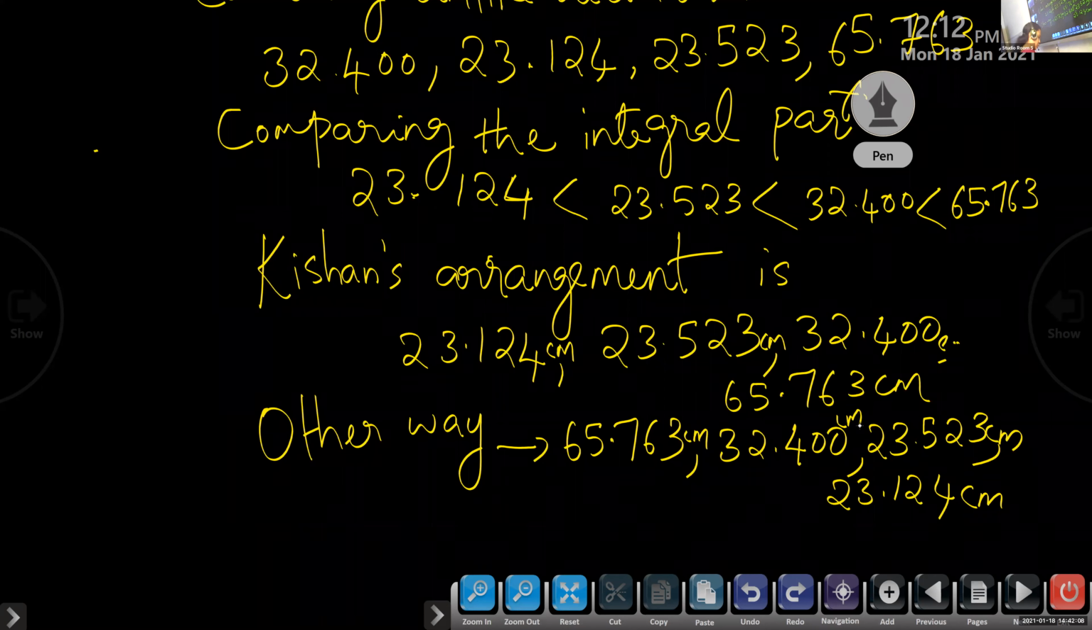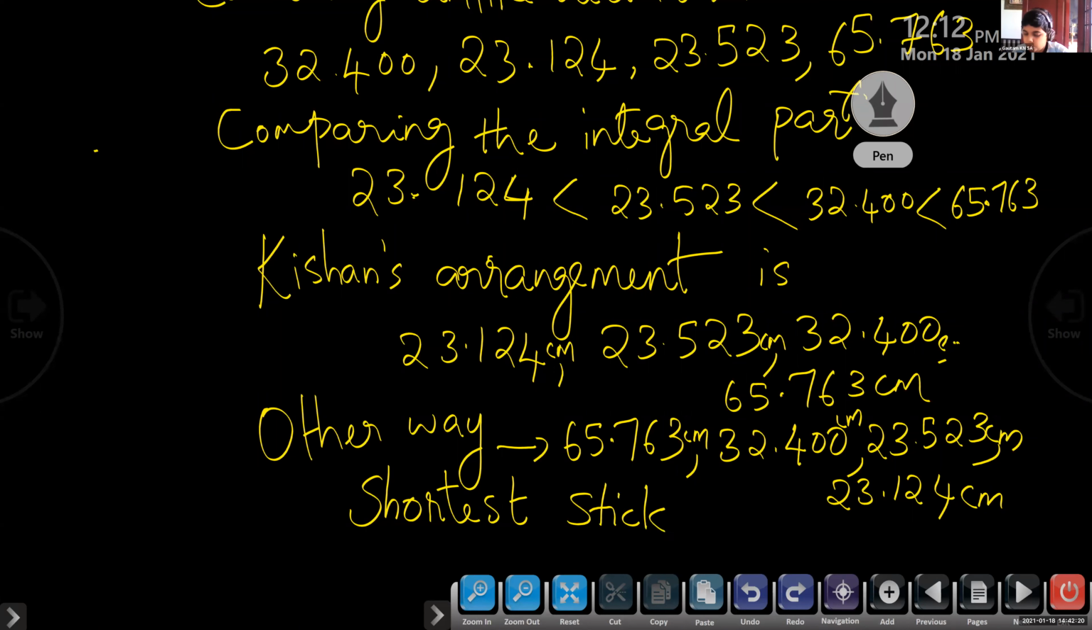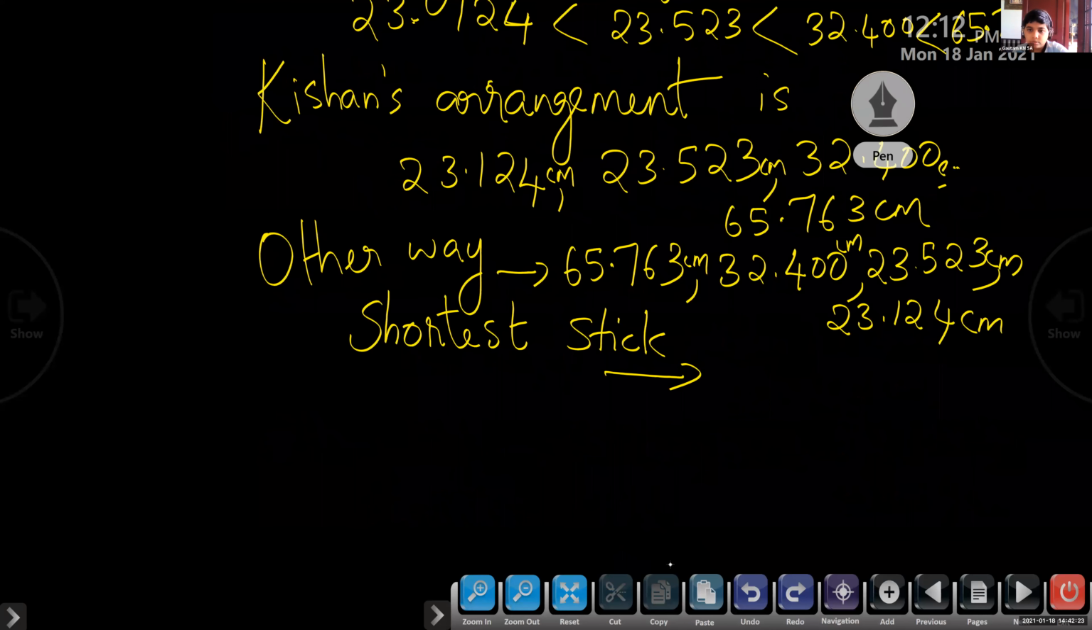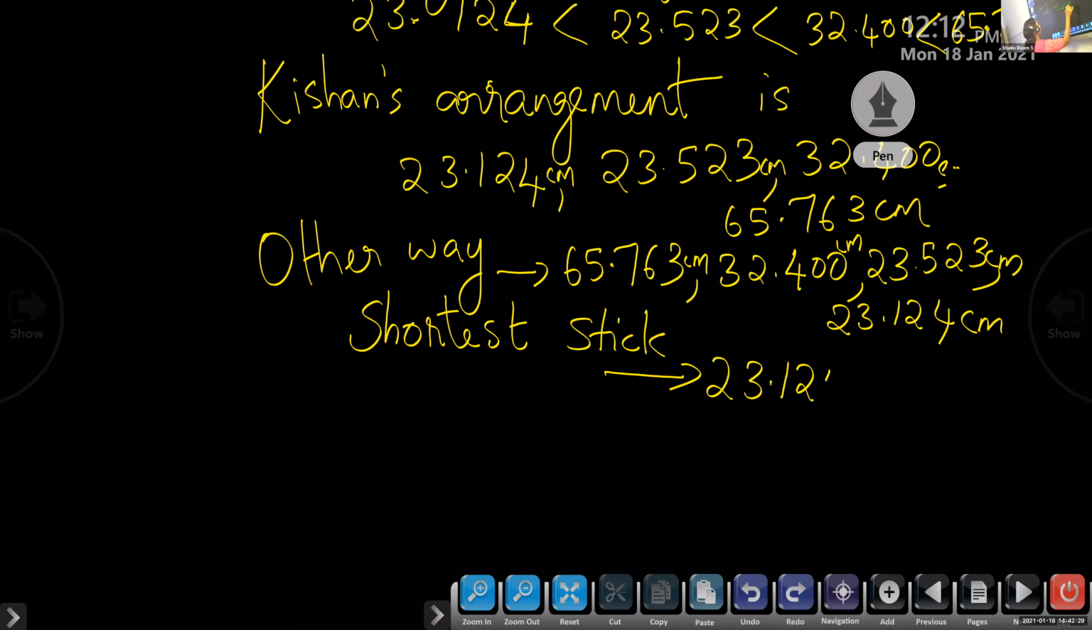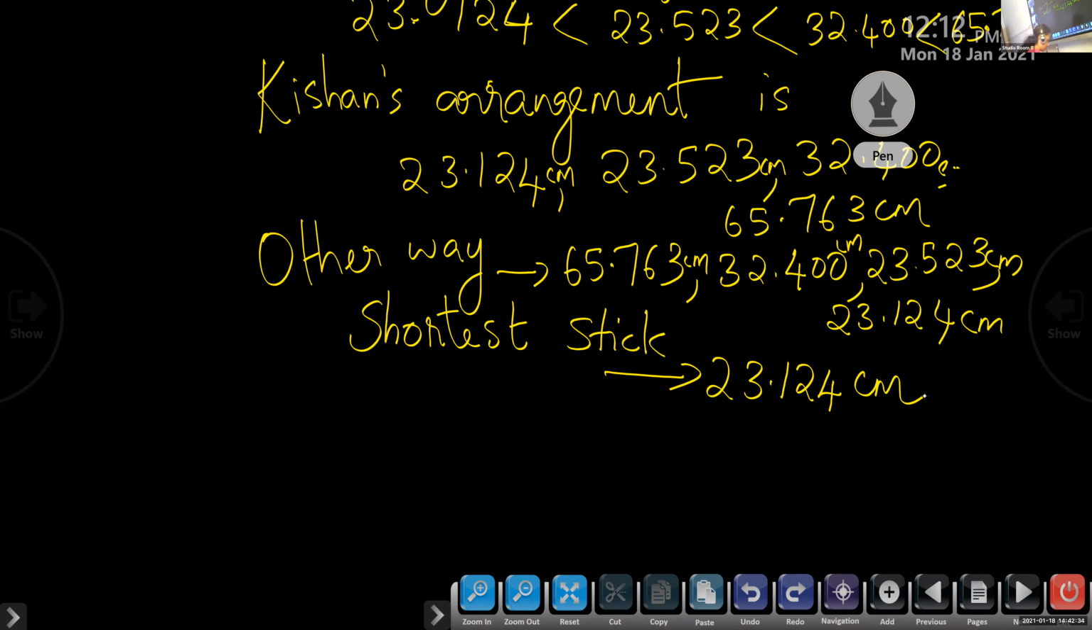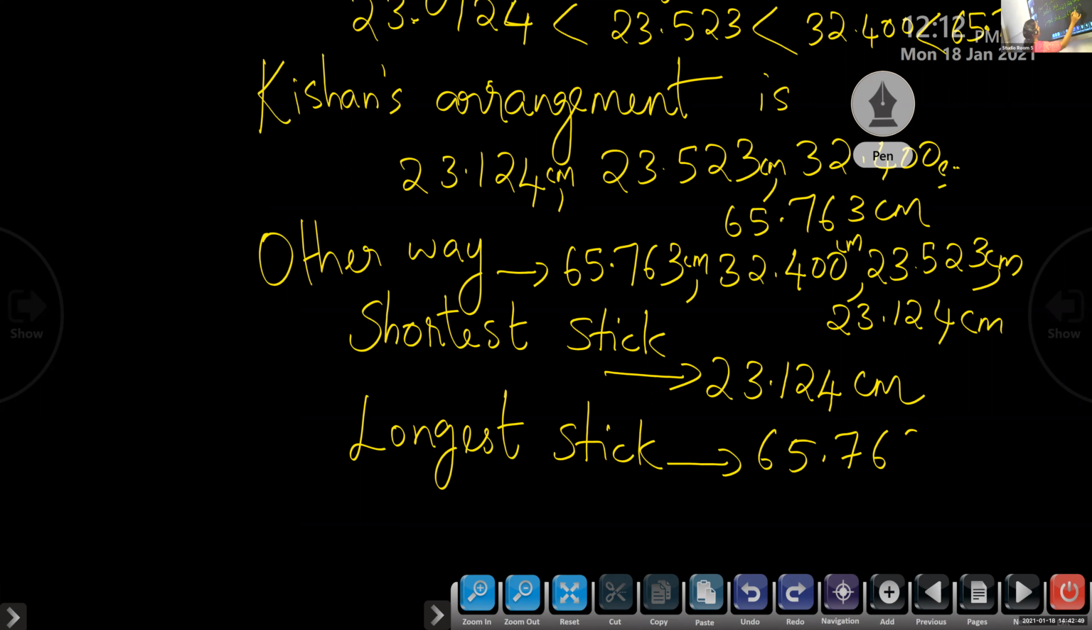Okay. Now next one we had to write shortest stick. What is the measurement of shortest stick? 23.124. You can write shortest stick is 23.124 centimeter. And the longest stick? 65.763. Longest stick is 65.763 centimeter.